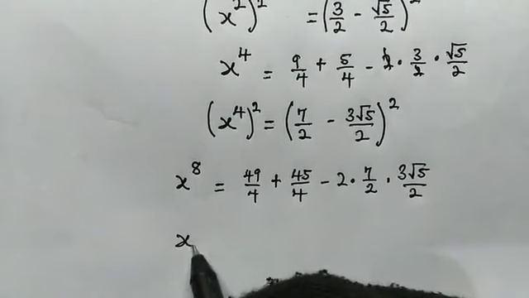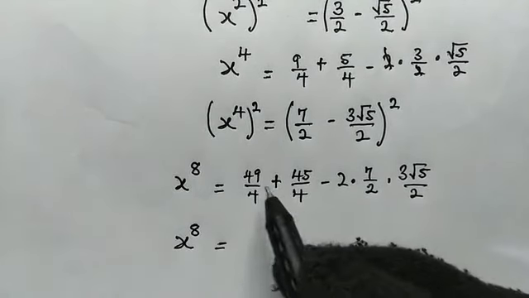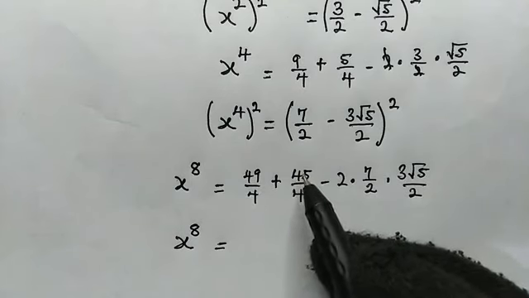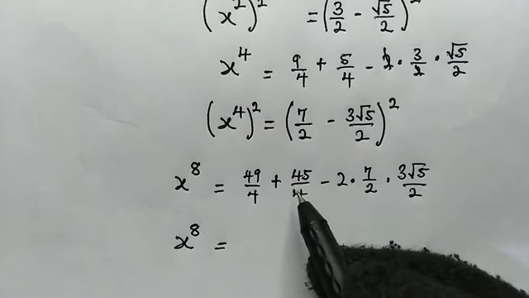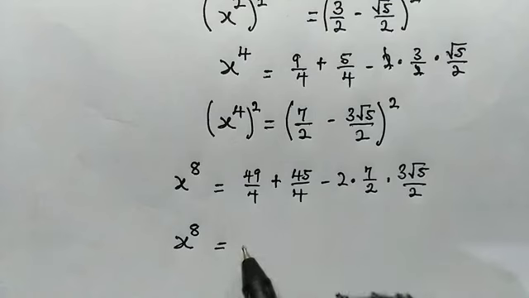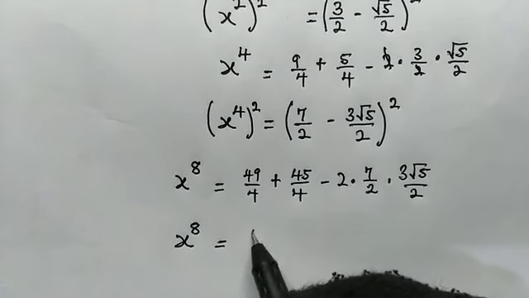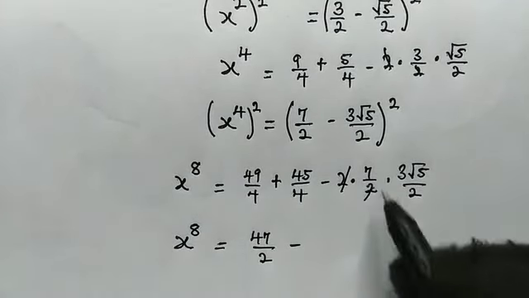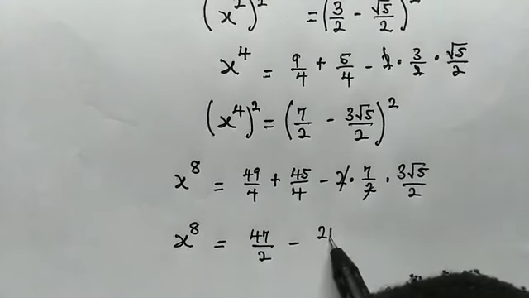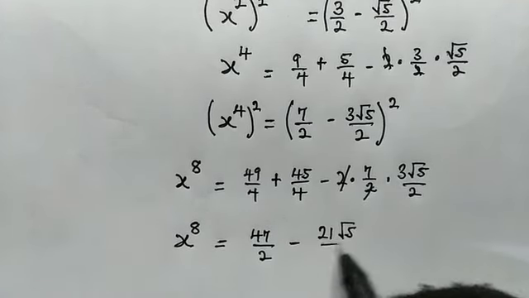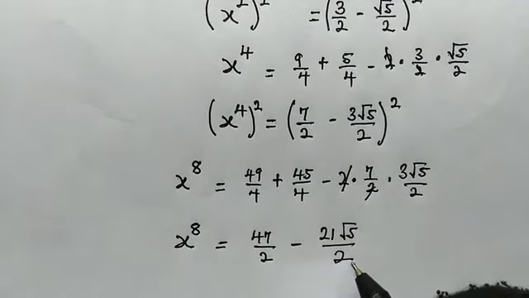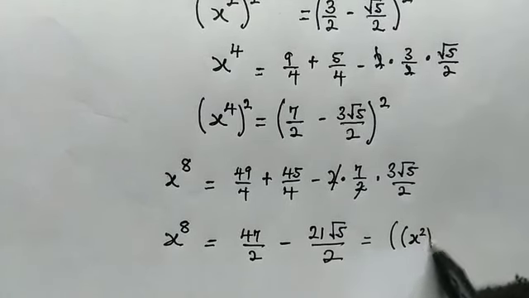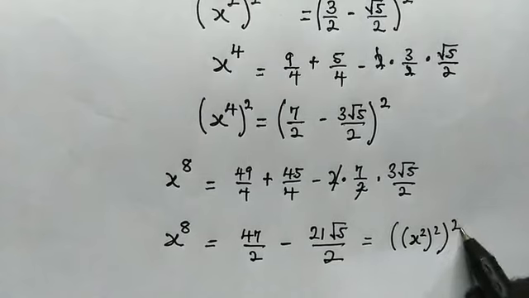So from here we get x to the power of 8 will be equal to 49 plus 45 we have from here. So that will give us 94. So 94 over 4, if you divide throughout by 2, that will reduce to 47 over 2. Then minus here, 2 we cancel 2. 7 times 3 root 5 is 21 root of 5, then divided by 2. So don't forget that this is equal to exactly that expression there, x squared, squared, then squared.